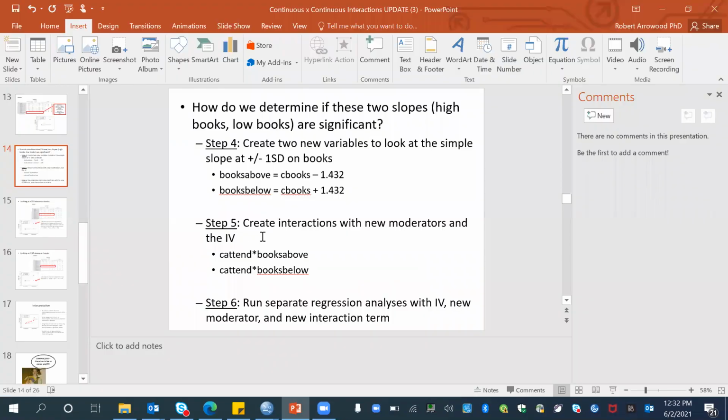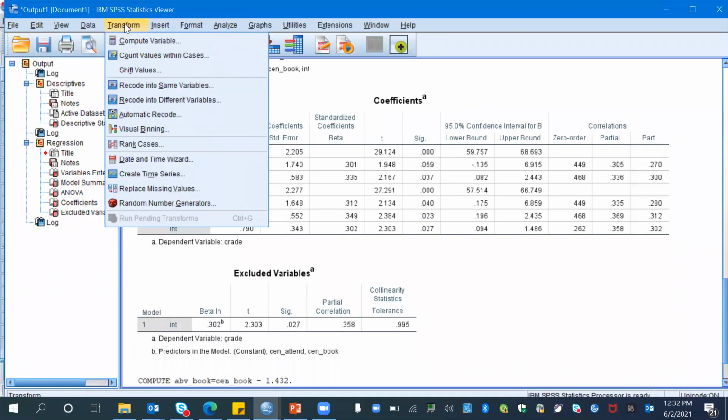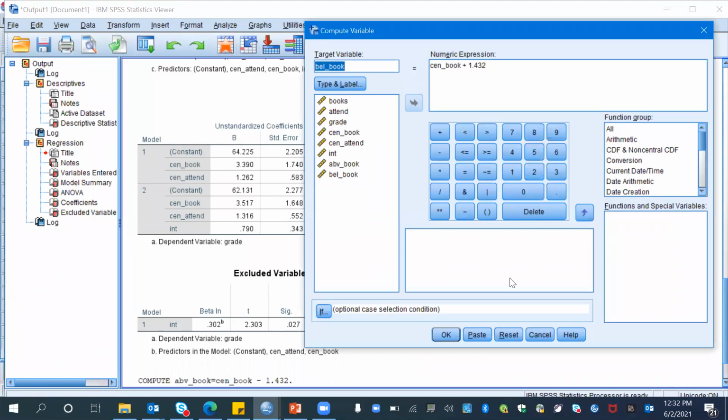Now our next step is we're going to create our interaction with our new moderator and the IV. So we're going to use our centered attendance and the above books and the below books. So what do I want to call this? I'm going to call this interaction first. So all I did was take the below books, multiply by the centered attendance, and that's the interaction with below book.